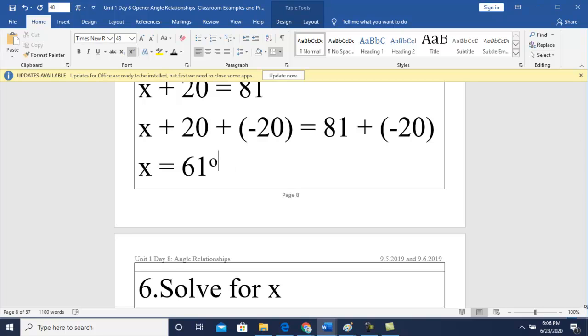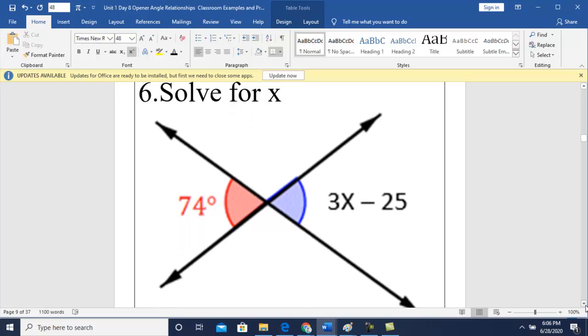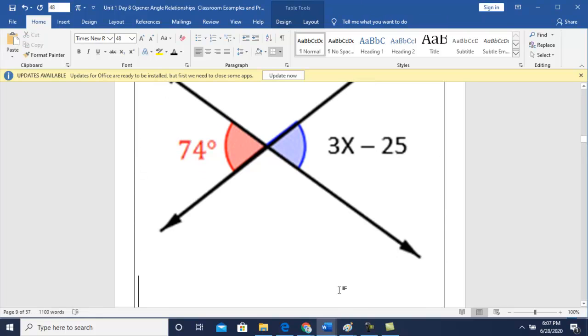All right, let's look at one more. This will be number 6. Again, if you know how to do this on your own, I'd like you to try it, so pause the video and see if you can solve for x on your own. If you were able to solve it, let's check to see if your answer is correct. If you weren't sure, we'll walk through the steps.